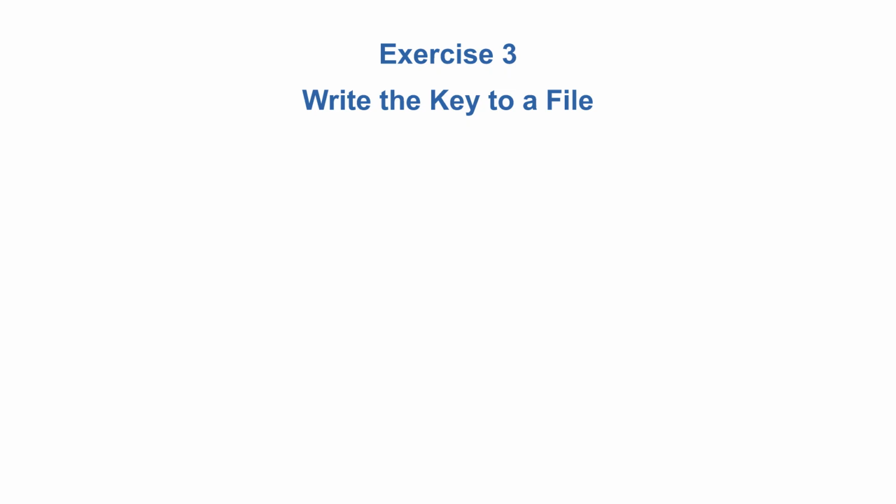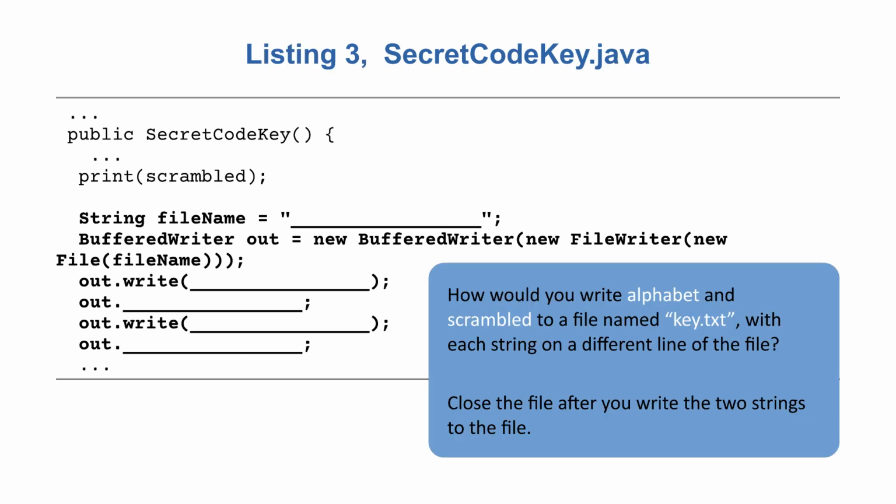Exercise 3. Write the key to a file. How would you write alphabet and scrambled to a file named key.txt with each string on a different line of the file? Close the file after you write the 2 lines to the file.